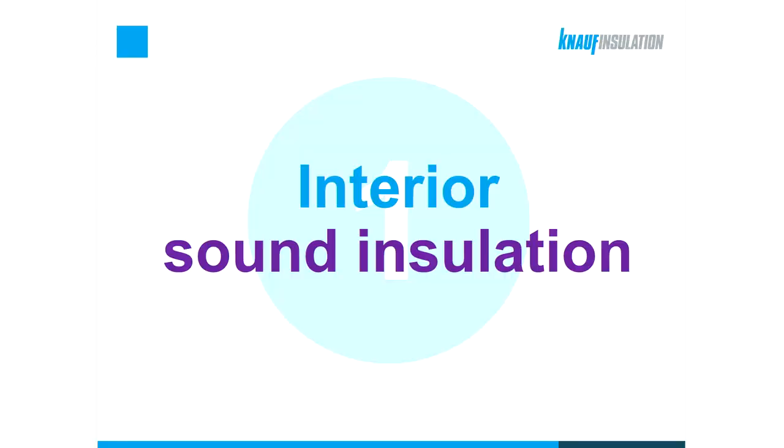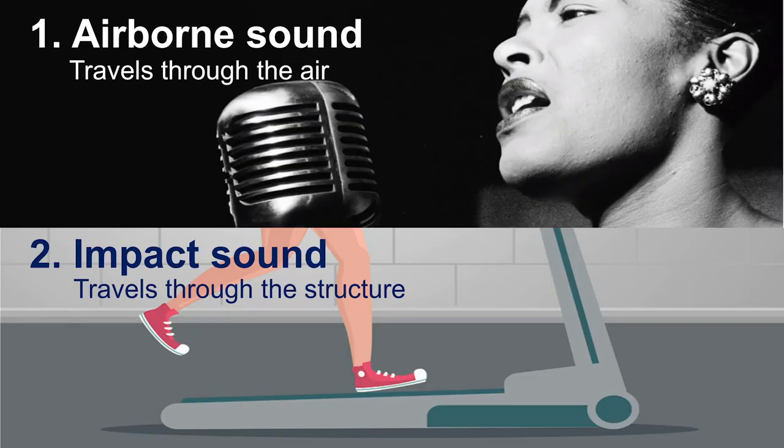So let us start with the first fundamental aspect of the acoustic design, the one that is maybe the closest to everyone, that people usually have in mind when we talk about acoustics. That is the interior sound insulation. At the beginning, it's very important to define 2 principal mechanisms of sound propagation. One is the airborne sound, and the other one is the impact sound.